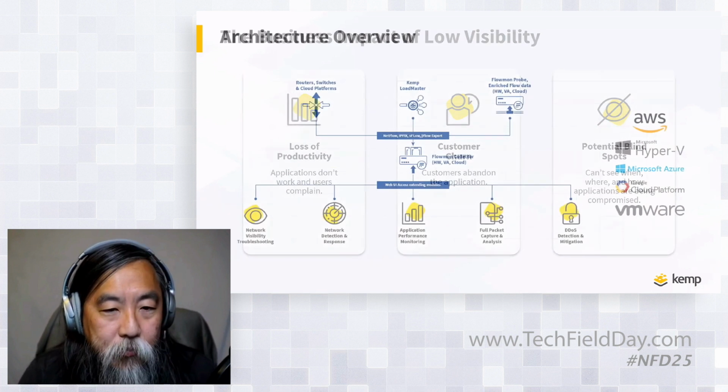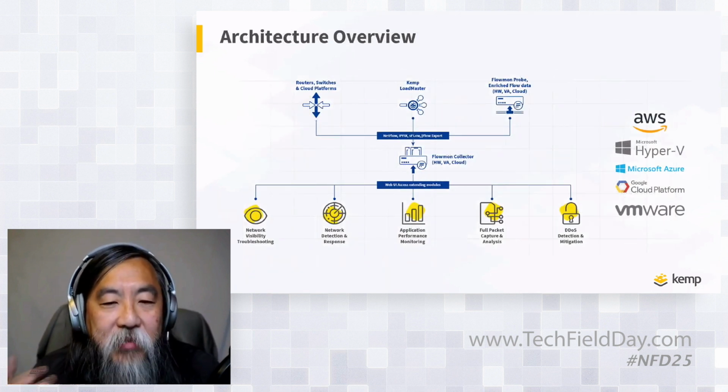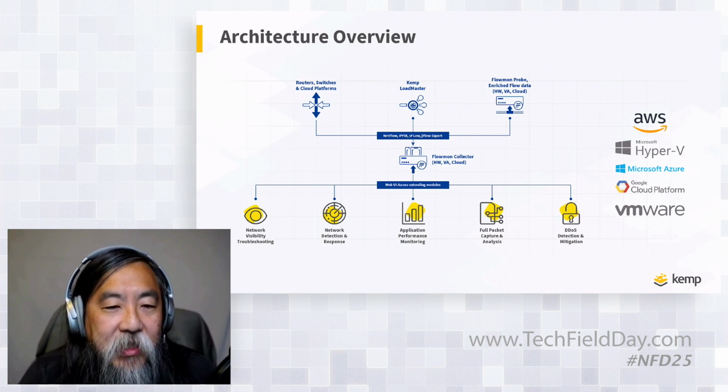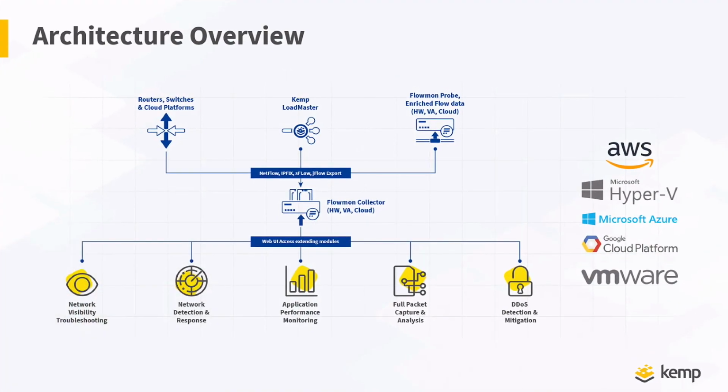So here, getting into the meat of the technology, and Pavel later is going to go into much deeper and richer detail. What we're doing is we are taking components of our infrastructure. You can see at the top, we have routers, switches, cloud platforms, firewalls, other types of pieces, and we're going to be collecting data from them. This is going to be NetFlow, IPFIX, sFlow, jFlow, other types of flow data. We have the Kemp LoadMaster load balancer. It can be collecting the flow data as well. We have Flowmon Probe.